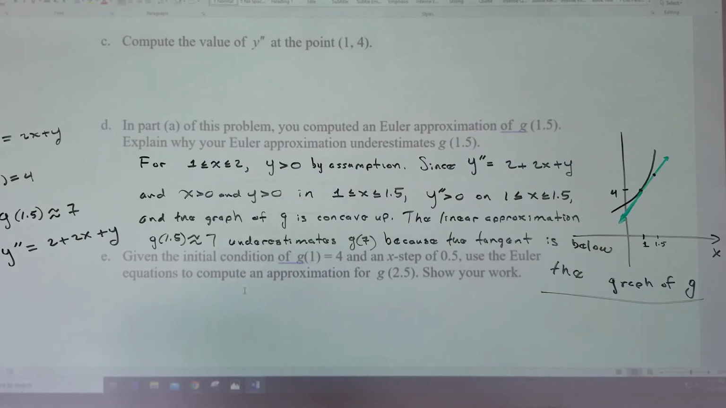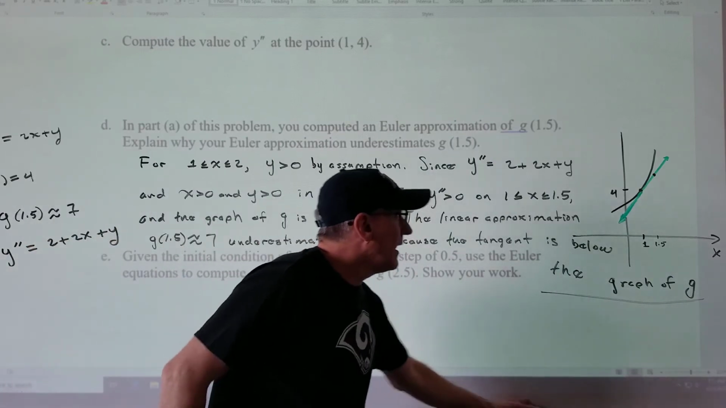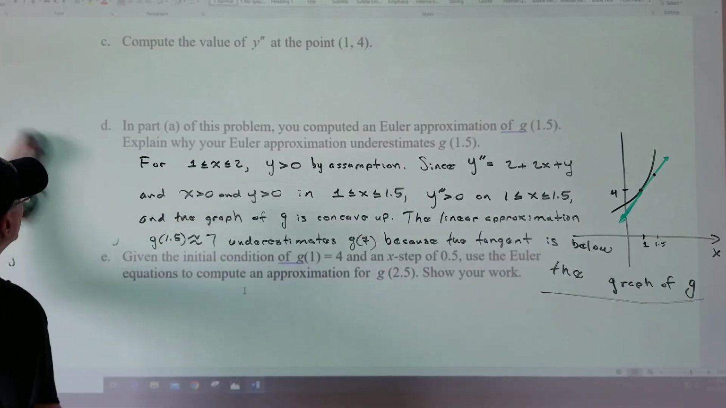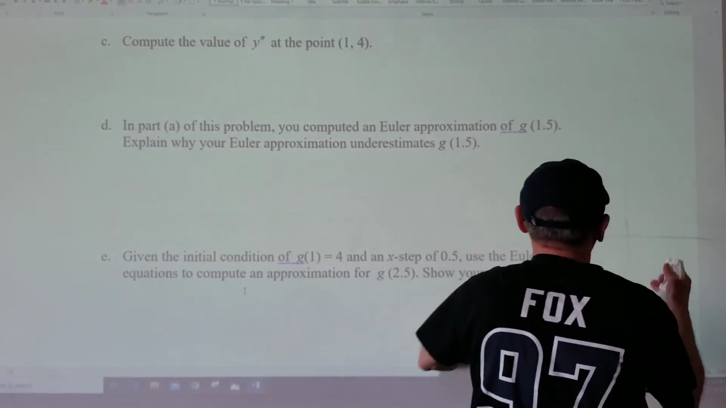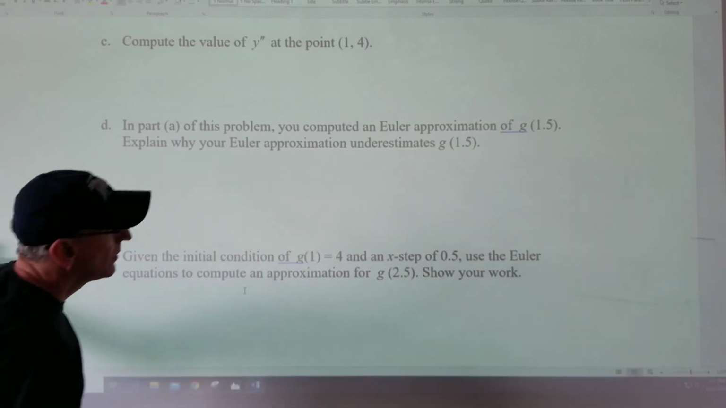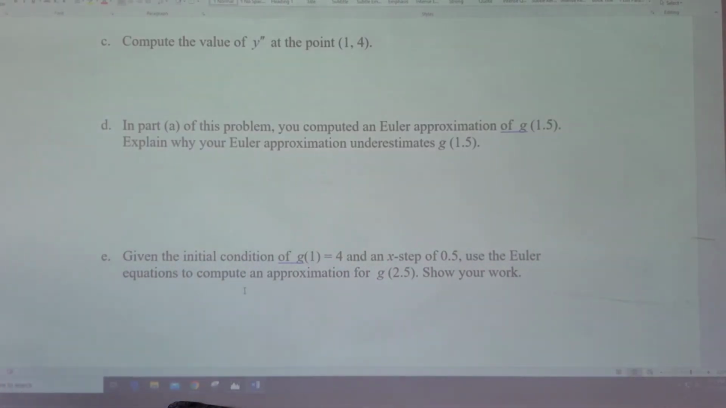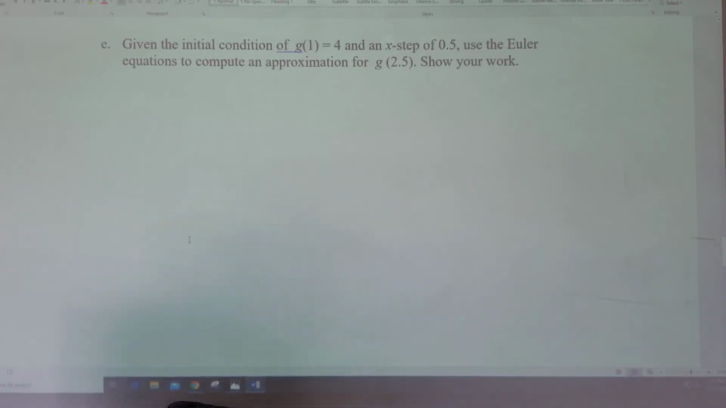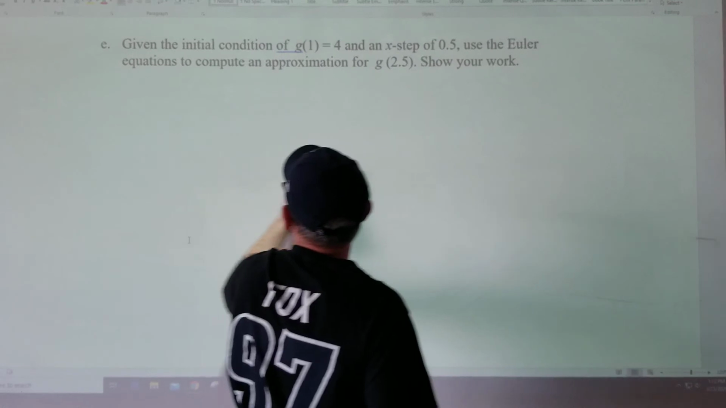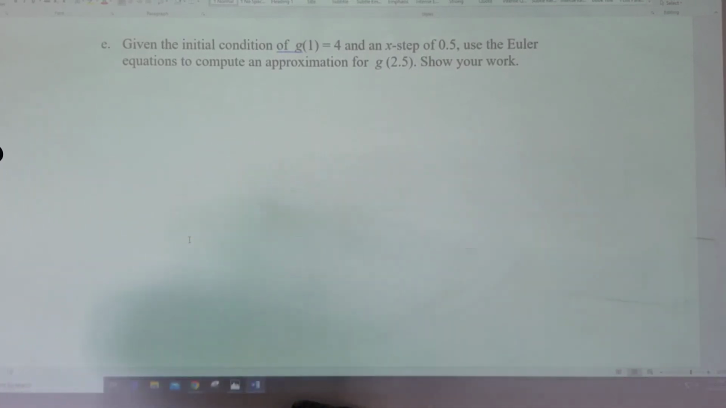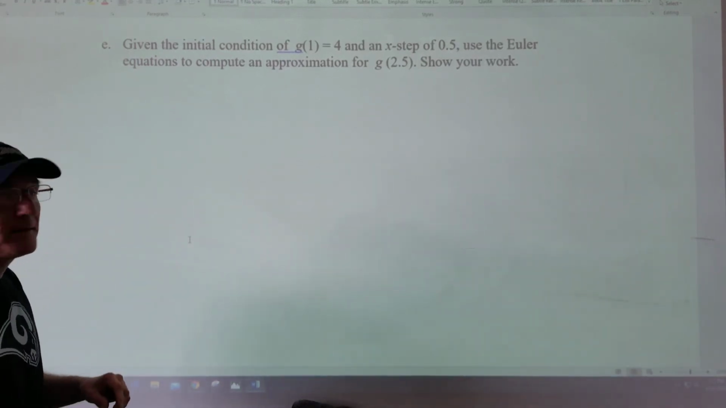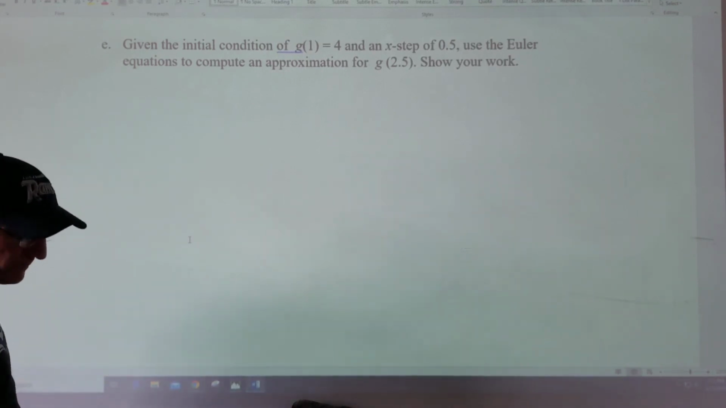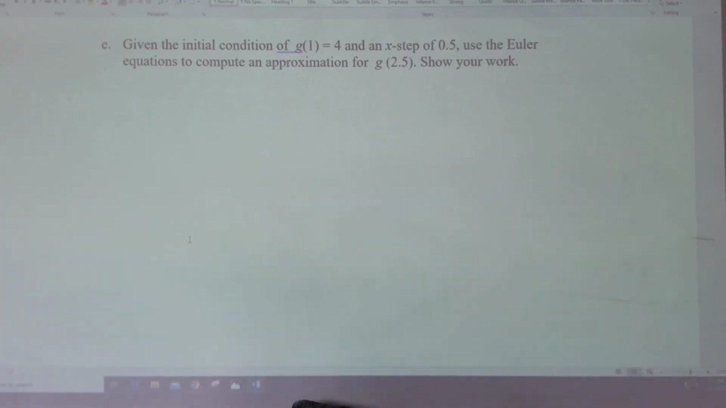Okay? Now they're going to ask us to do one more Euler solution. I'll give you a half second to finish reading that, or pause the video if you need to. I'm going to move on to this part E here. Part E says, given the initial condition g of 1 equals 4 and a step of 0.5, use the Euler equation to get an approximation for g of 2.5. So this would be, and we've already actually done the first step of this, I think. The step size is the same, the starting place is the same. The Euler equations are the same.